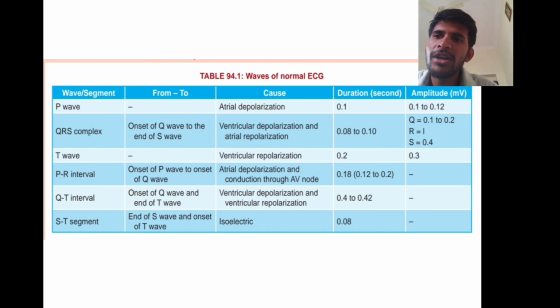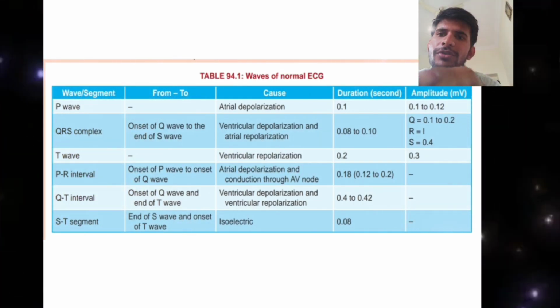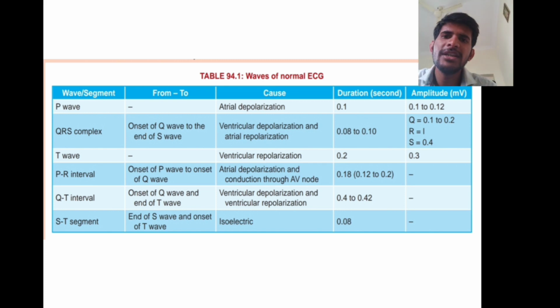The durations are important. For P wave, atrial depolarization takes 0.1 second, and amplitude is 0.1 to 0.12. It makes no sense for me to tell you everything. You take time, take a screenshot of it, and go through all these things. It's very important.